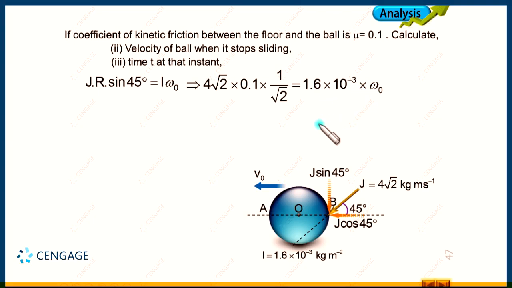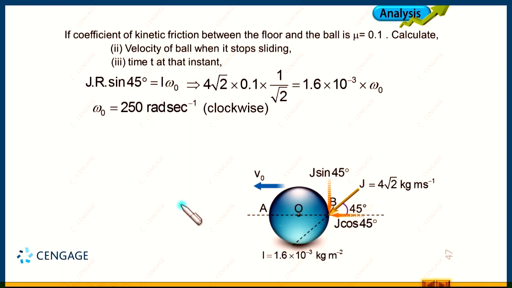So this is omega naught, that is 250 radian per second, and the sense of rotation is clockwise, because we can observe here that about the center of mass, about the centroidal axis, this impulse will provide the clockwise rotation. So the initial angular velocity is 250 radian per second in the clockwise sense. Now let us calculate the acceleration of the ball.